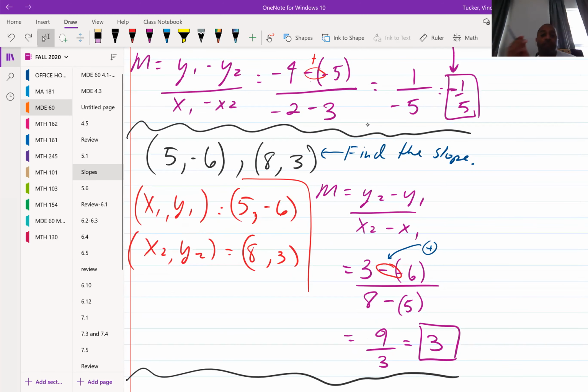Okay, so the next one gives us the 2 points, 5, -6, and 8, 3. Once again, I label the first one point 1 and the second one point 2, and then plug in accordingly. My y2 is 3, y1 is -6, x2 is 8, x1 is 5. So 3 plus 6 on top, which is 9. 8 minus 5 on bottom, 3. So 9 divided by 3 is 3. And that will be our slope.